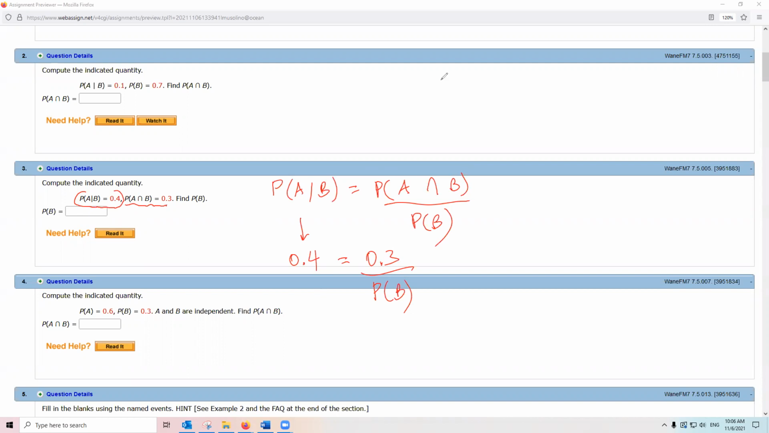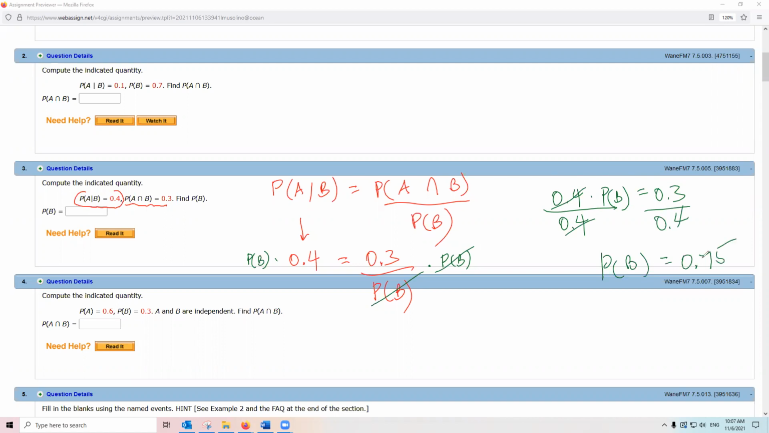Well, for this kind of a problem, I'd like to get rid of fractions. So how about if I multiply both sides by the probability of B? Because if I do that, this denominator cancels out with that numerator, and I'm ending up at 0.4 times the probability of B is 0.3. Now I can just divide both sides by 0.4 to get the probability of B by itself, and 0.3 divided by 0.4 on my calculator is 0.75. All right, let me go to question 4.